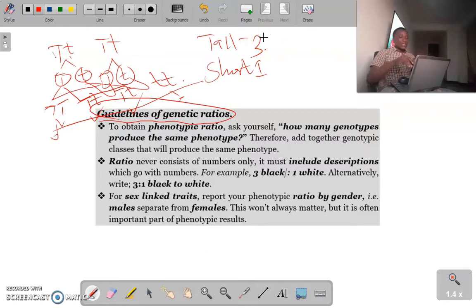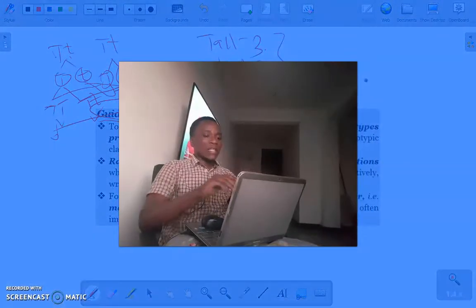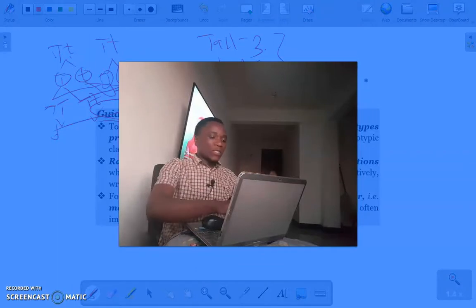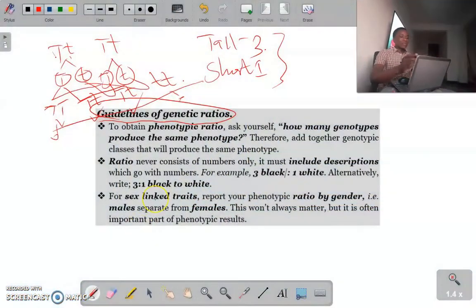Now, the important thing here is, how are you going to state this ratio as your answer? That's a very basic thing. How you are going to state this ratio as your answer. It depends on how you are going to do it. So let us see the second thing here: ratio never consists of numbers only.